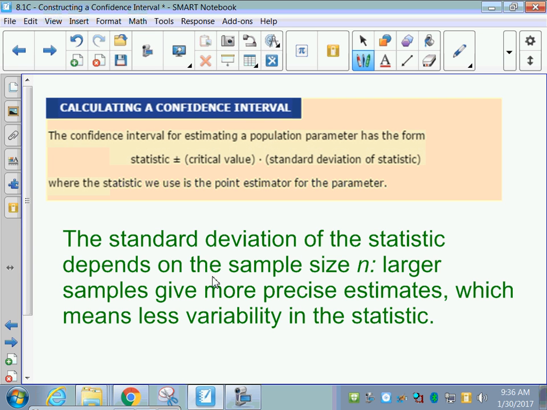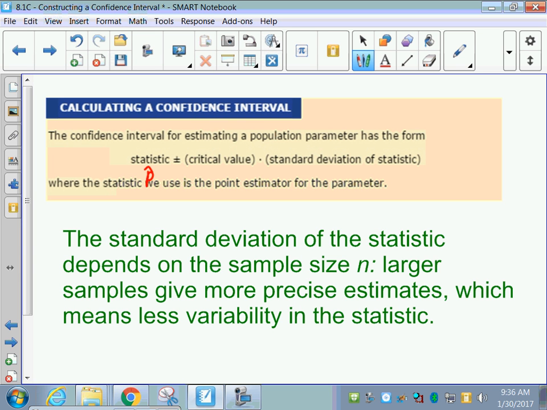All right, calculating a confidence interval. The confidence interval for estimating a population parameter always has the form: the statistic, plus or minus the critical value times the standard deviation of the statistic. We're going to get more specific in the next section, but the statistic is p-hat, possibly, or x-bar, all right? So that's what's given to you.